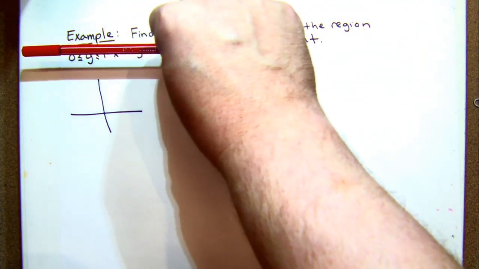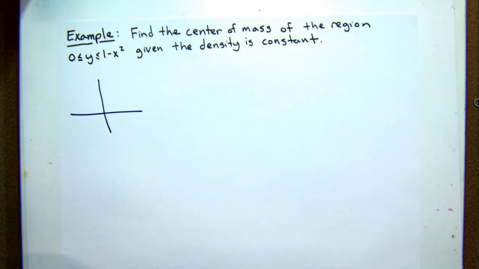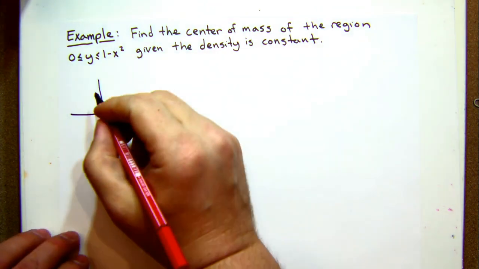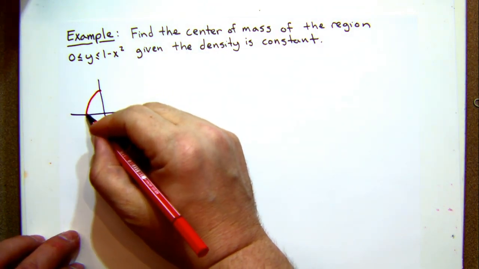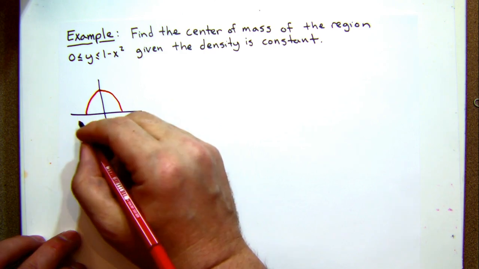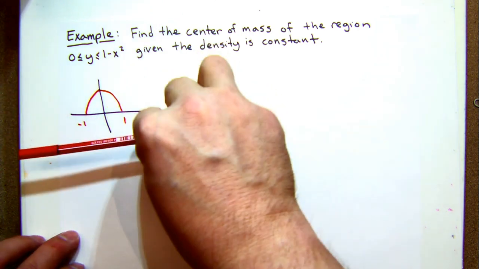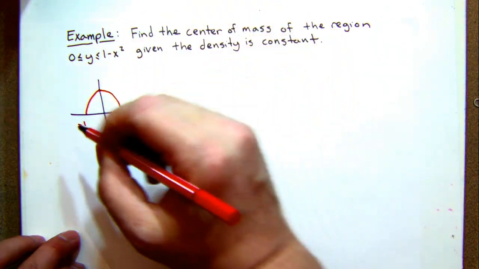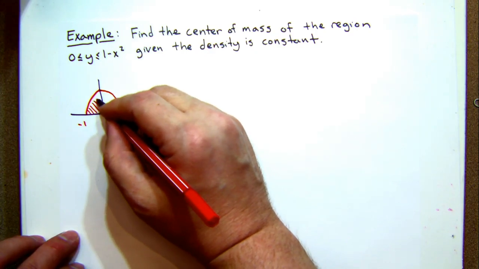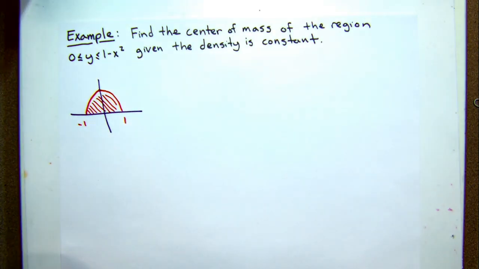Now, above 0 just says, okay, I'm up here, the top half of the plane. What does this 1 minus x squared look like? It's an upside down parabola where I've shifted it up. So I'm in the top half of the plane, but I'm also below this parabola. So our region looks like this. And we're asked to find the center of mass for this region. And we're told that the density is constant.